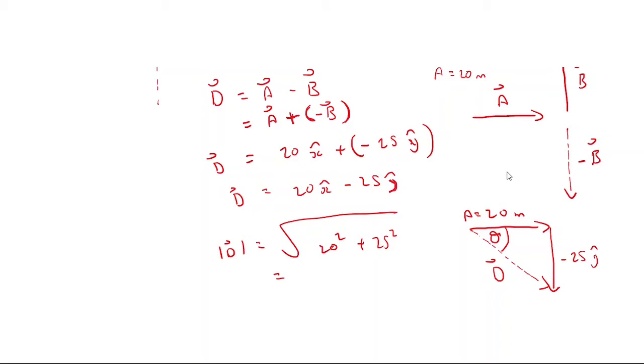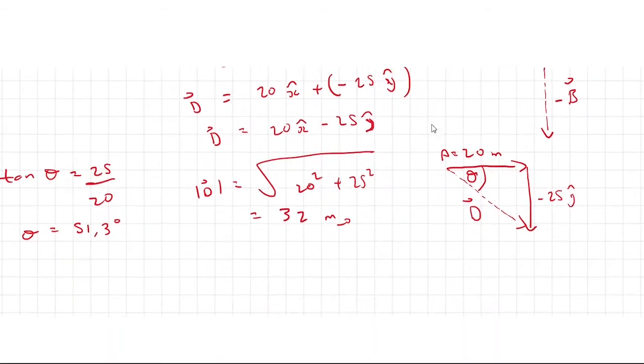It's 20 squared plus 25 squared, so that is 32. Okay, so the magnitude of that vector D is going to be 32 meters. The direction of that vector, you're going to say tan of theta. It's going to be whatever is on the y, which is 25, over whatever is on the x, which is 20. Therefore, theta, by now you should know how to calculate that, so I'm just going to punch it in the calculator. And then this is 25 over 20, and then we get 51.3 degrees. 51.3 degrees.